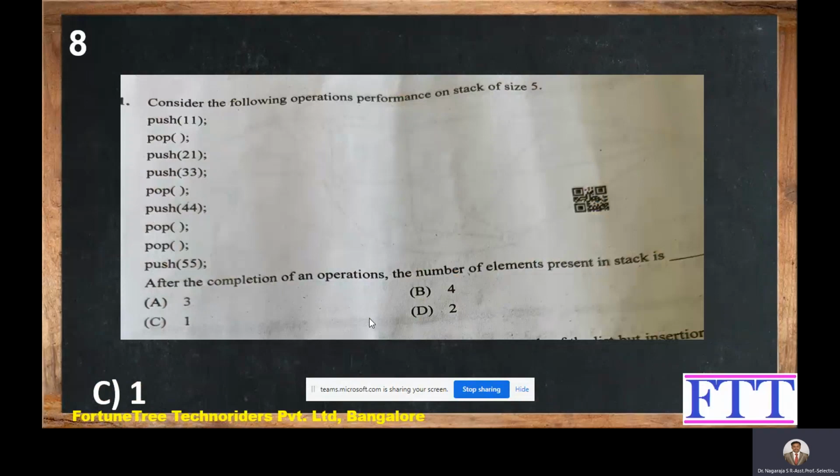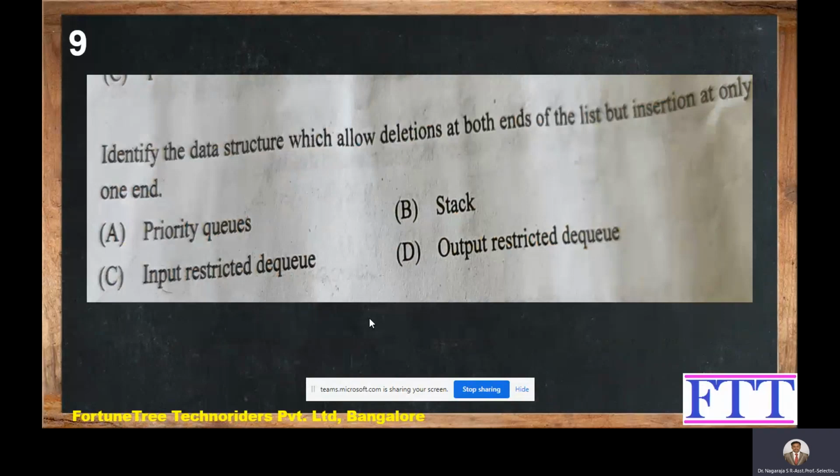Ninth one, identify the data structure which allows deletion at both ends of the list but insertion at only one end. Option A, priority queue. Option B, stack. Option C, input restricted DQ. Option D, output restricted DQ. So the right answer is option C, input restricted DQ. Because insertion is allowed at only one end. That's why option C is the right answer.